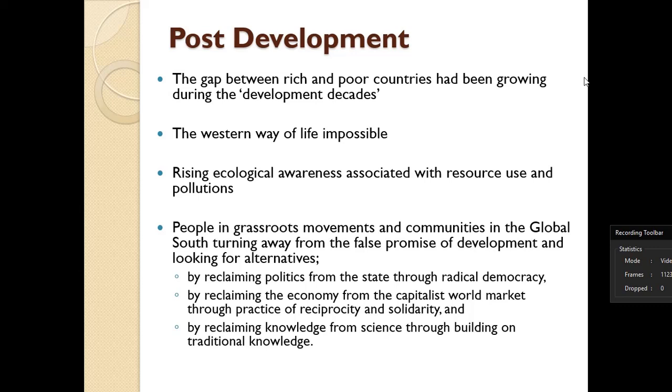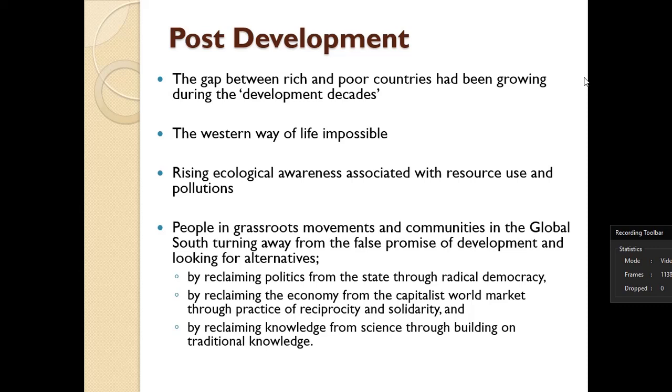So the proposals were that people in the grassroots should now be able to use their own ways of developing through, for instance, reclaiming politics from the state, reclaiming the economy from the capitalists, just as we saw under neoliberalism, reclaiming knowledge from science through building traditional knowledge, so that people can start relying on indigenous knowledge, using participatory ways of working, and of course stop relying on the state to be the main part of the development process, because states were failing, even markets were failing, especially they were failing to cater for the poor to develop well.